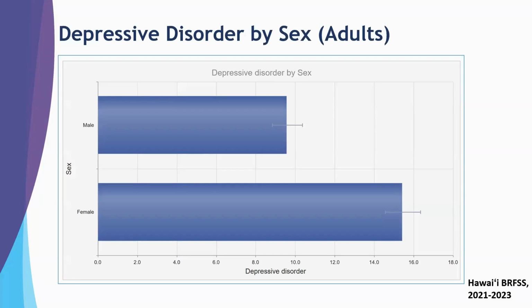Here we see the prevalence of depressive disorder among adults in Hawaii by sex. There's an obvious difference. Those confidence intervals do not come anywhere near overlapping. So here we can say that the prevalence of depressive disorders is statistically higher among females than males.